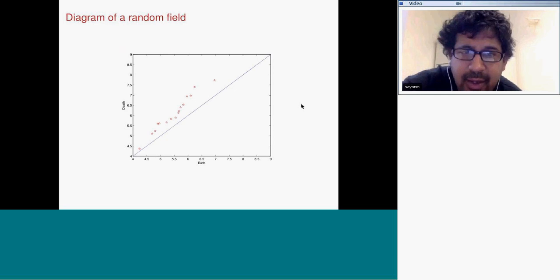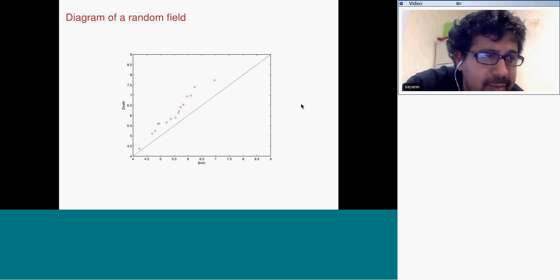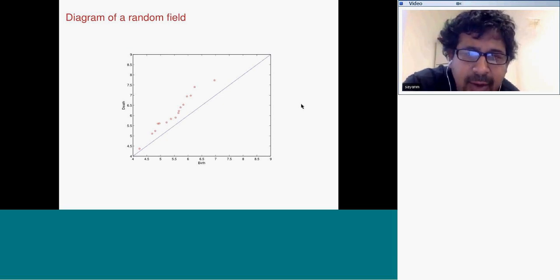What I do want to say, which I think is interesting, is that if you look at a diagram, there have been a lot of ideas and statements that things near the diagonal are noise.